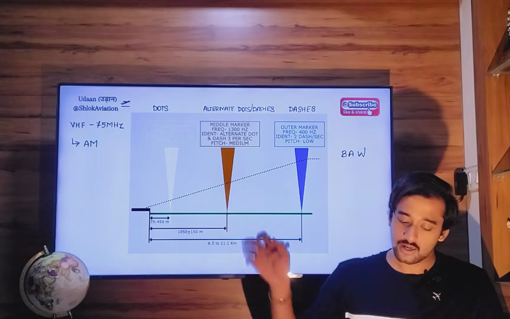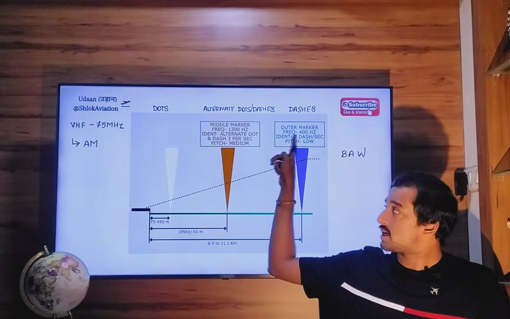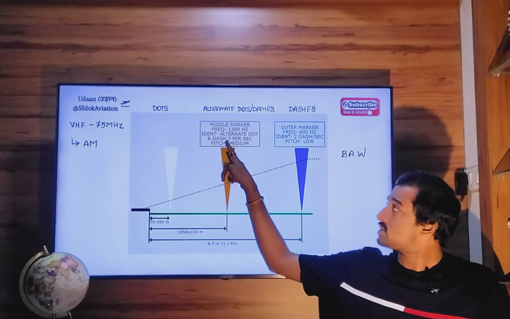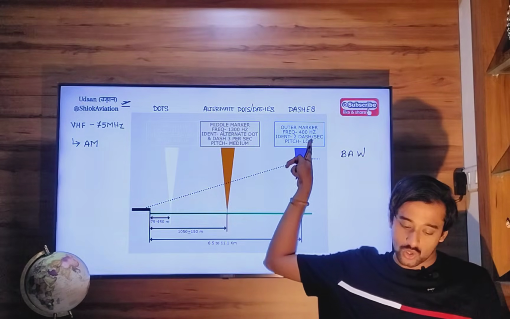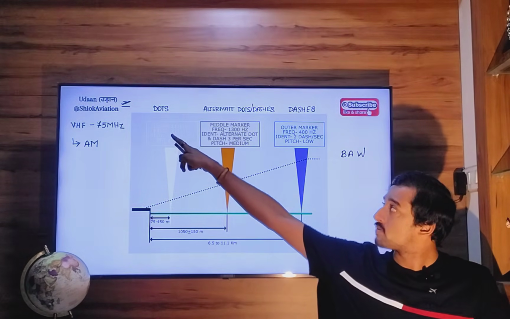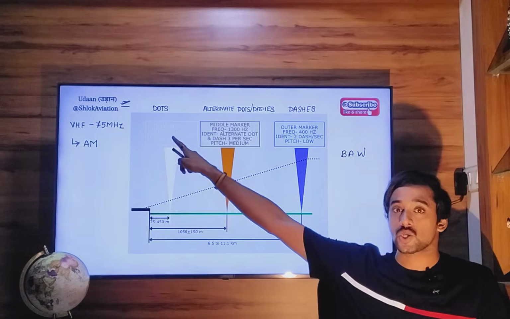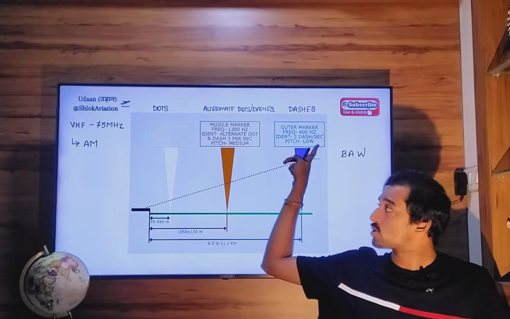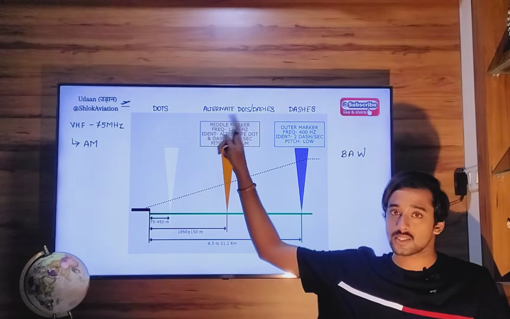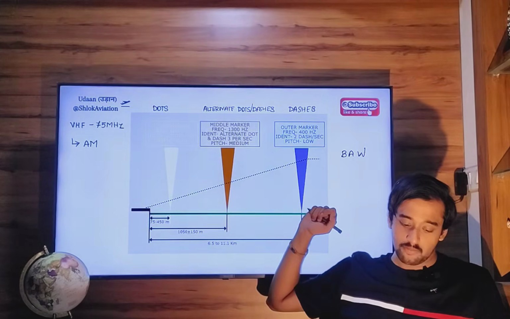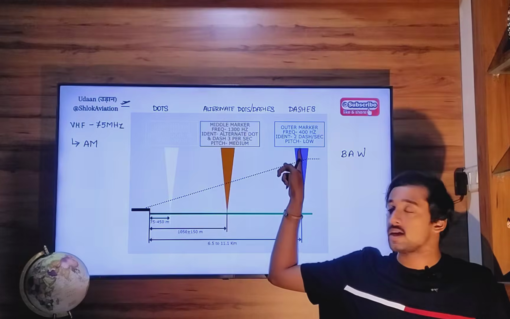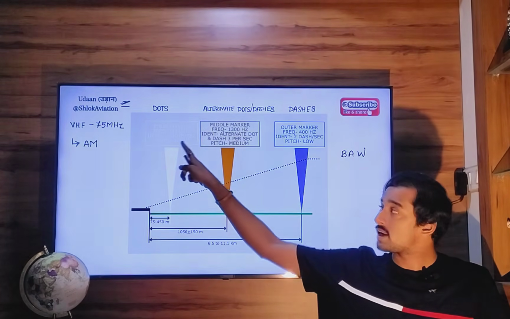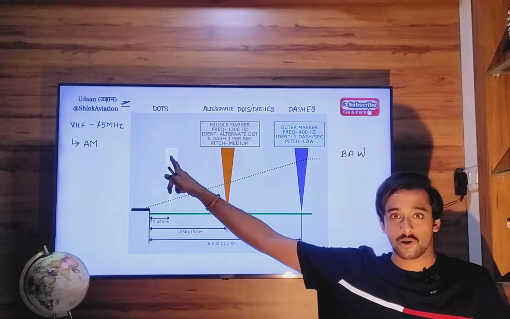So outer marker, two dashes every second. Middle marker, alternate dots and dashes, three per second. And inner marker, six dots per second. So remember like that: two, three, six. Two threes are six. Next, the pitch. Here you will hear this identification at a low pitch, a medium pitch, and a high pitch. This is how you remember.